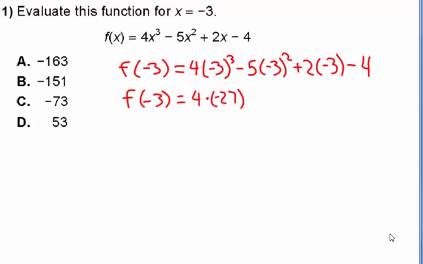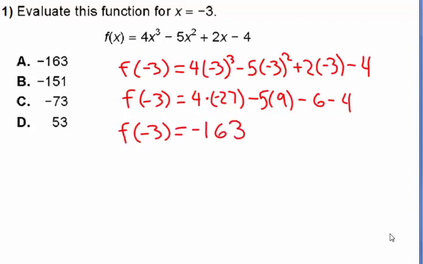So we'd have 4 times -27 minus 5 times 9, and then minus 6 minus 4. And then we would end up with -163.